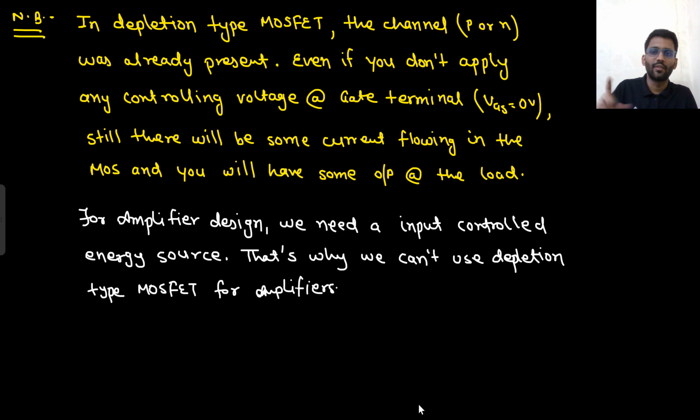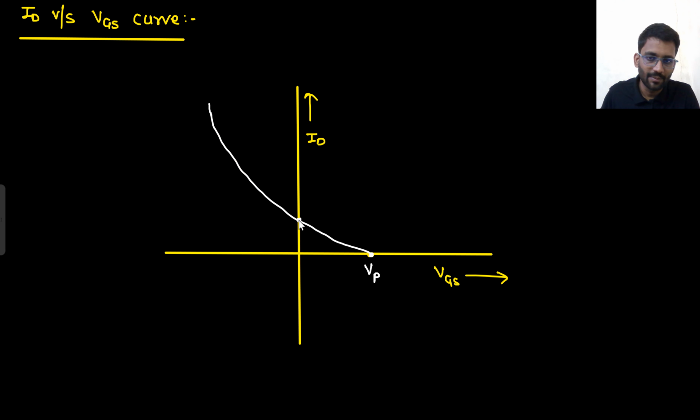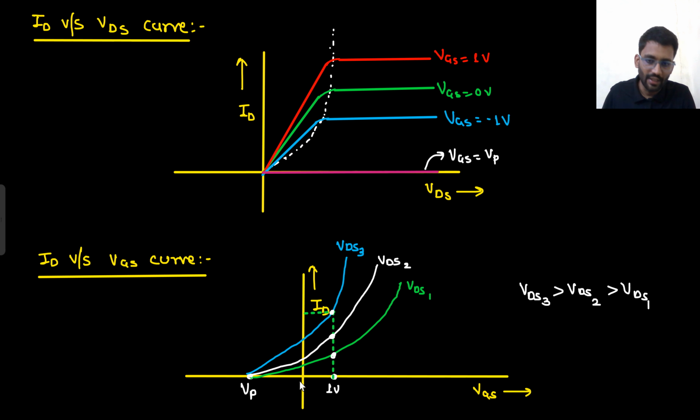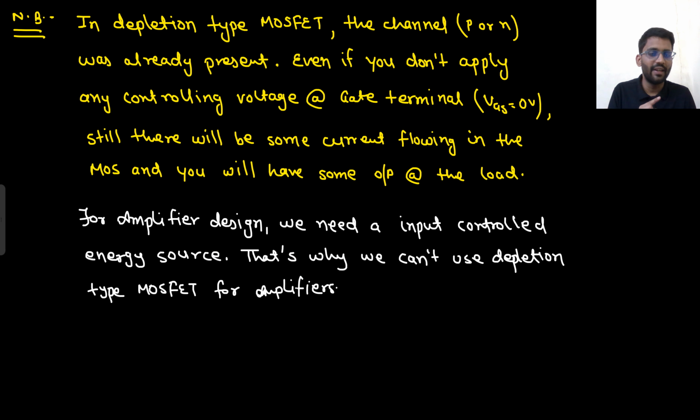One more note: in depletion type of MOSFET, as I already explained, the channel was already present. Even if I don't apply any potential at the gate, that means even if my VGS is 0, still there is some current. Look, here my VGS is 0, still there is some current. In the previous curve also we have seen, even if my VGS is 0, there is still some current. So my output current is not depending on the controlling voltage. Even if there is no controlling voltage, still there is some current.